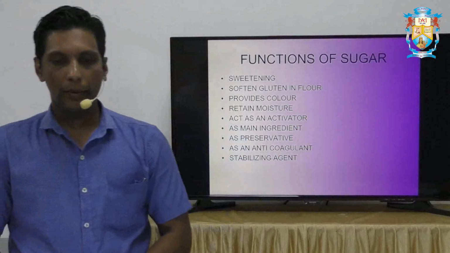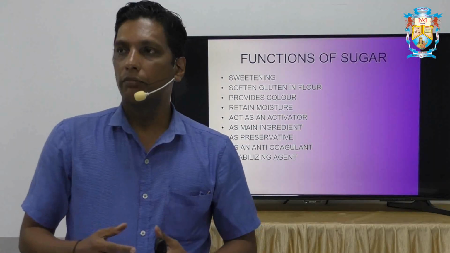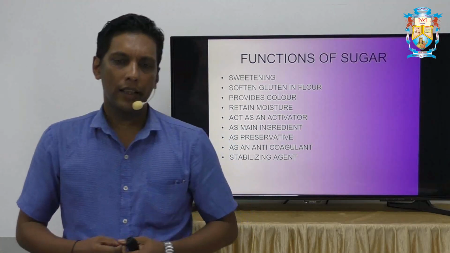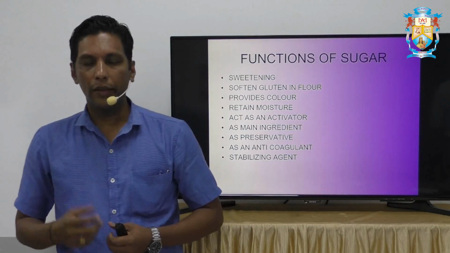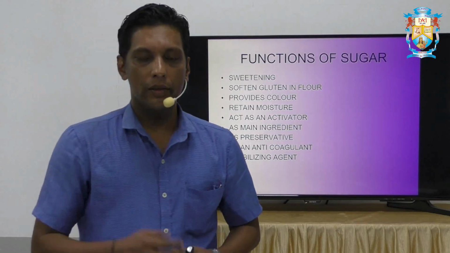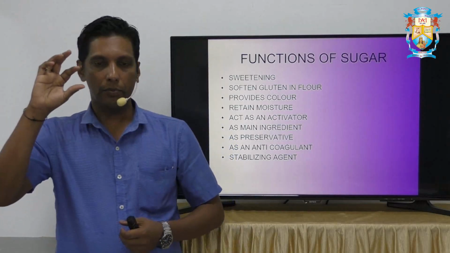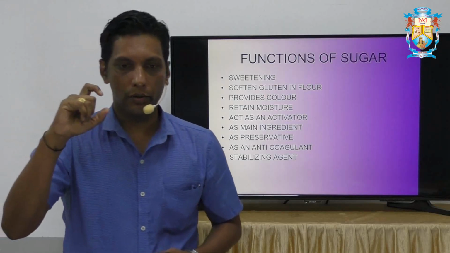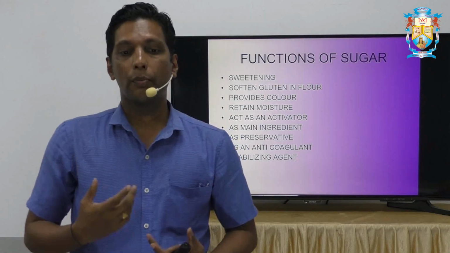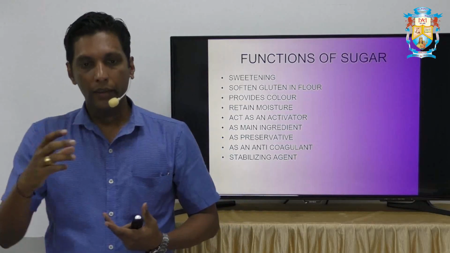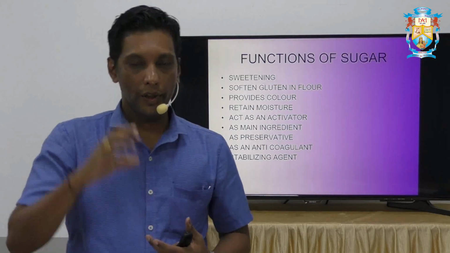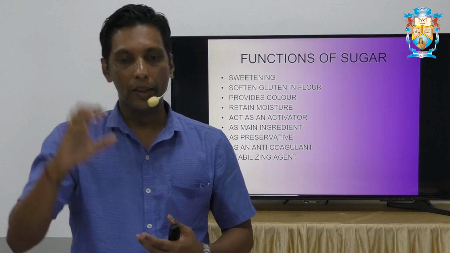Stabilizing agent. There are a lot of stabilizing agents like gelatin. Gelatin, which we use for making puddings or desserts, gives a spongy or elastic texture. Even the sugar plays an important role in stabilizing the food or giving that texture of elasticity or sponginess.